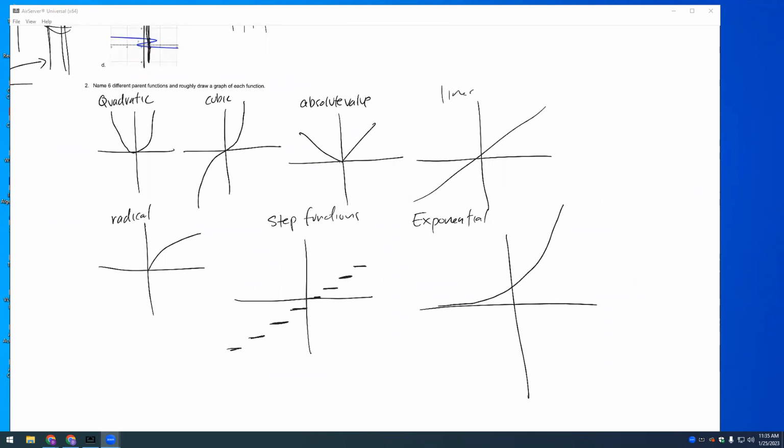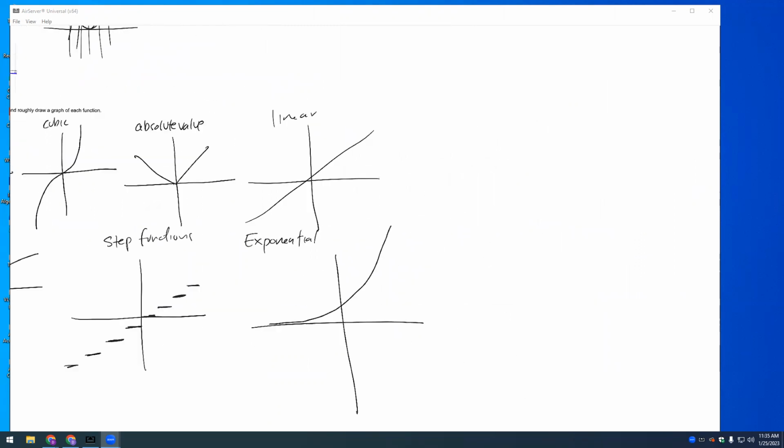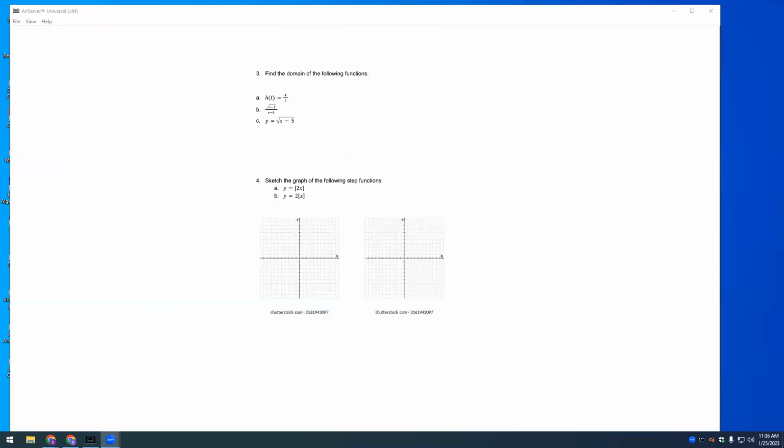And then reciprocal function. Reciprocal, we'll go over that a lot more when we graph rational expressions, but it's this. Okay, cool. All right, any questions on that? Not too bad. All right.